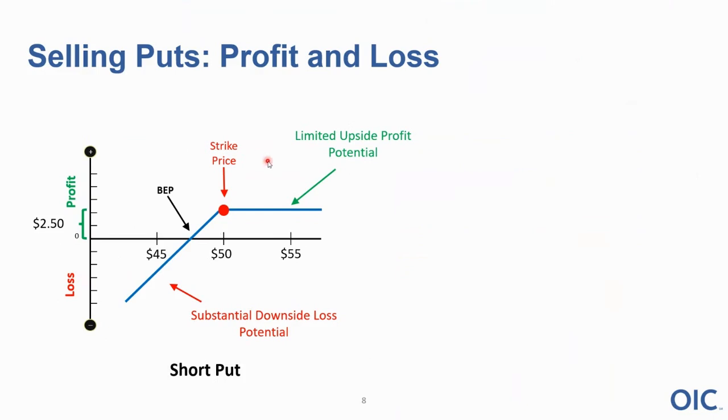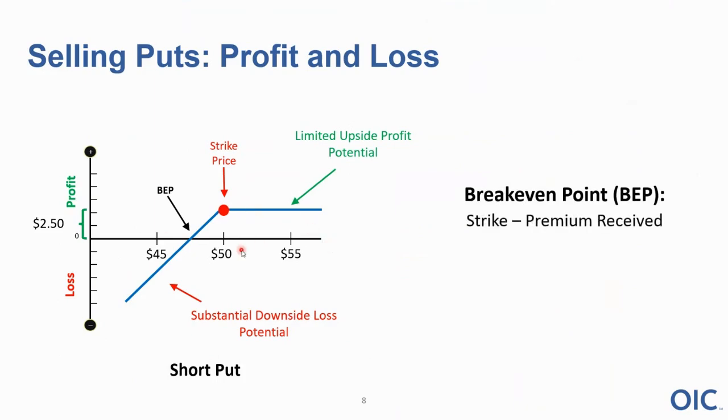So with our profit and loss diagram, we've got our break-even point, and that break-even point is going to be the difference between the strike price and the premium. We've got, in this case, a $50 strike, and the premium that we receive is going to be $2.50. I apologize, I'm having some pointer issues here. $2.50 is the premium that we receive when we sell that put, which gives us a break-even point of $47.50.